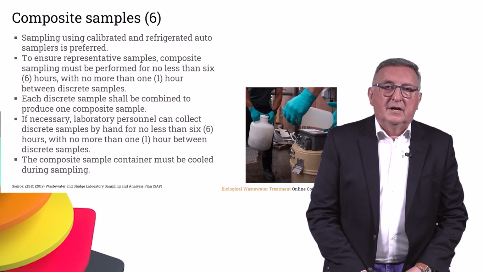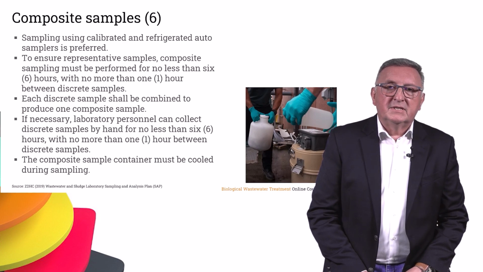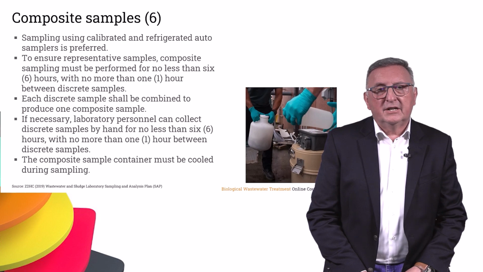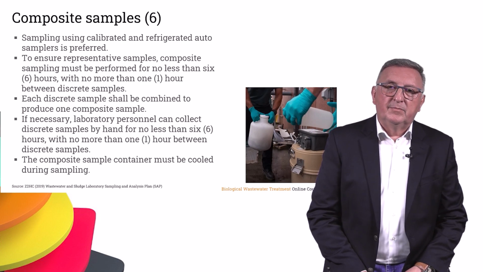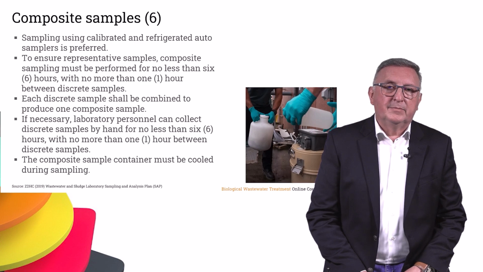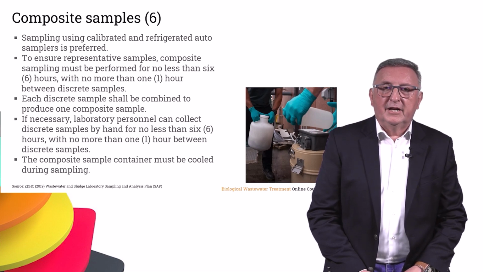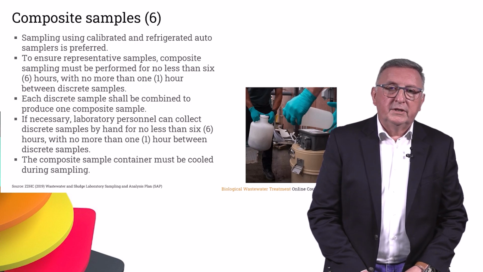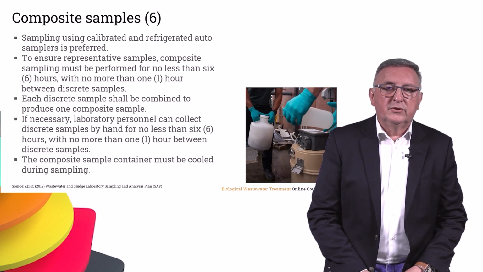Composite samples are samples where sampling is performed using calibrated and refrigerated autosamplers, and it is the preferred method. To ensure representative samples, composite sampling must be performed for no less than 6 hours with no more than 1 hour between discrete samples. These are recommendations. Each discrete sample shall be combined to produce one composite sample. If necessary, laboratory personnel can collect discrete samples by hand for no less than 6 hours with no more than 1 hour between discrete samples. The composite sample container must be cooled during sampling.